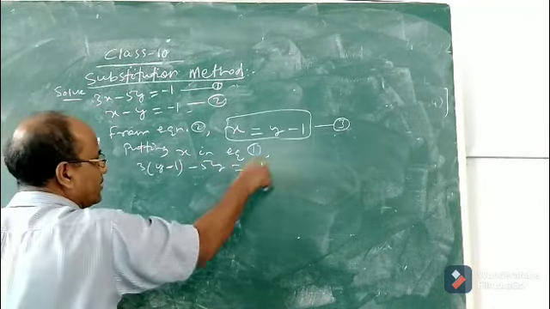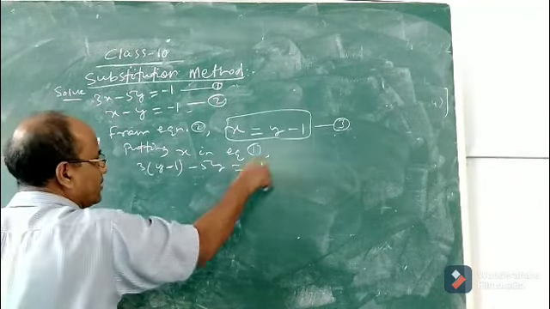See, children, by putting this value of x, which I got by expressing x in terms of y from equation 2, into equation 1, what did I get? You see, I got a linear equation in one variable. Now there is no x here. Now it has been reduced to a linear equation in one variable, and you can easily solve it and find the value of what?